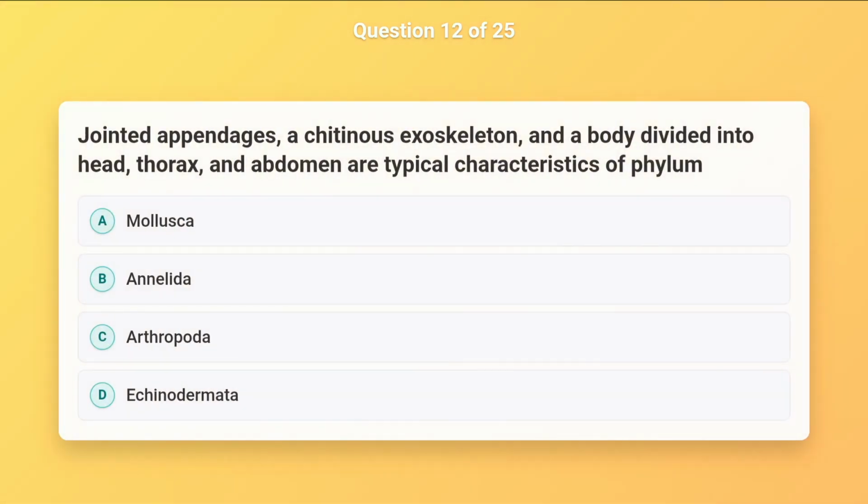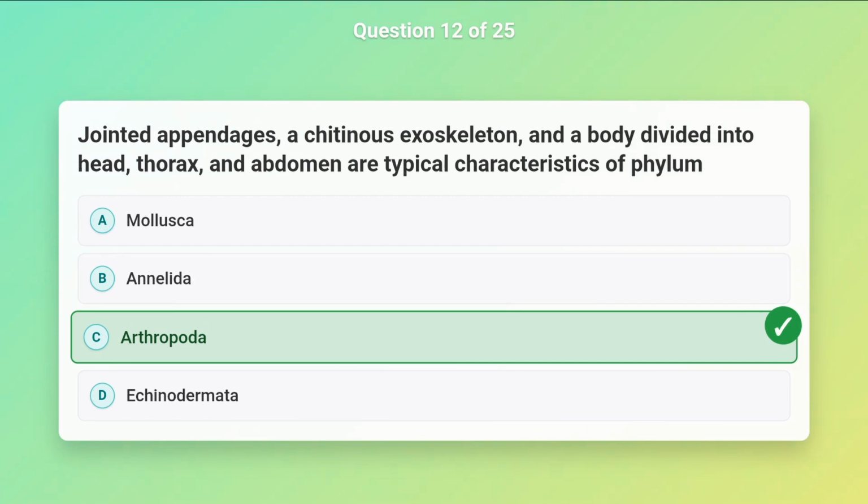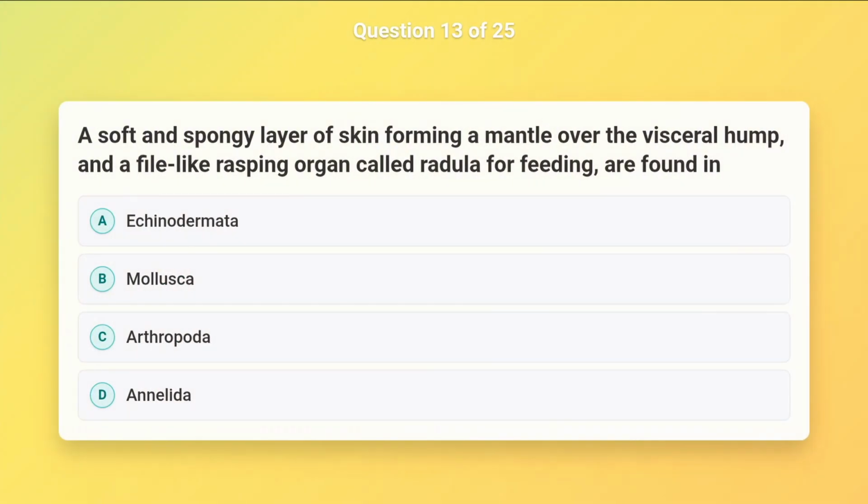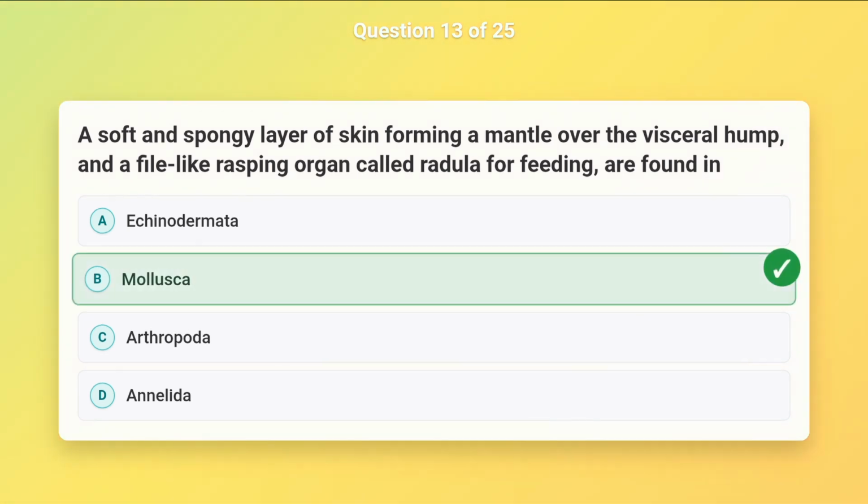Jointed appendages, a chitinous exoskeleton, and a body divided into head, thorax, and abdomen are typical characteristics of phylum Arthropoda. A soft and spongy layer of skin forming a mantle over the visceral hump, and a file-like grasping organ called radula for feeding, are found in Mollusca.